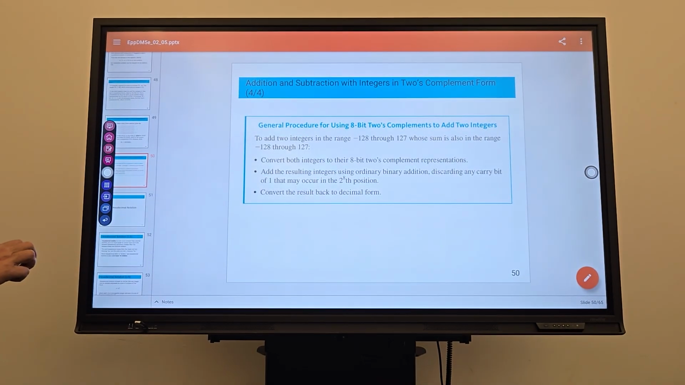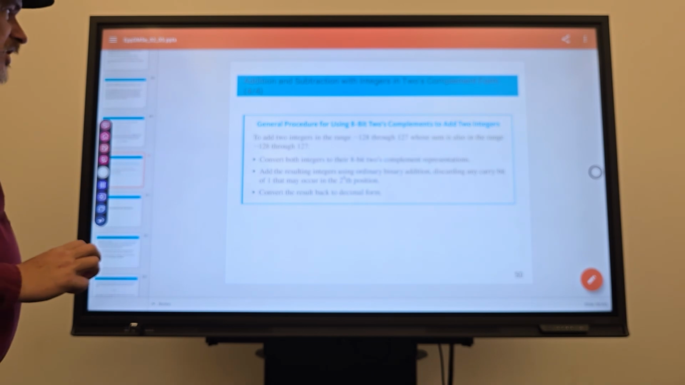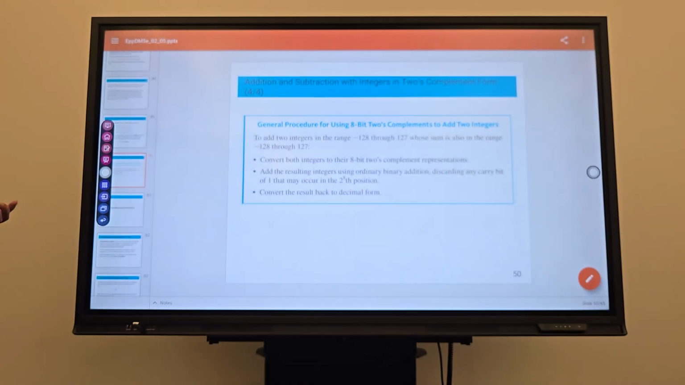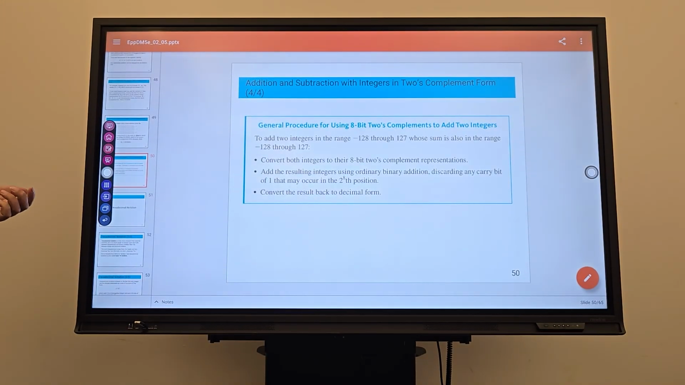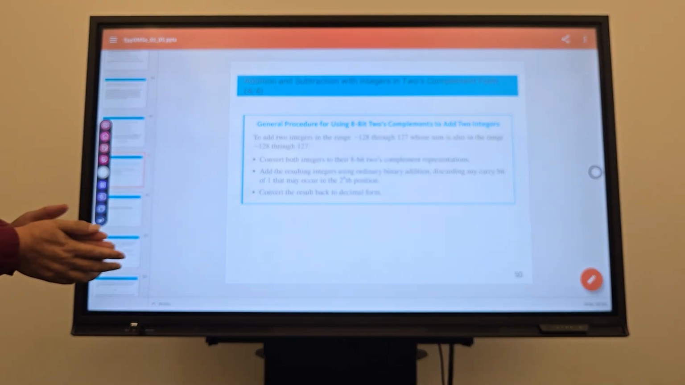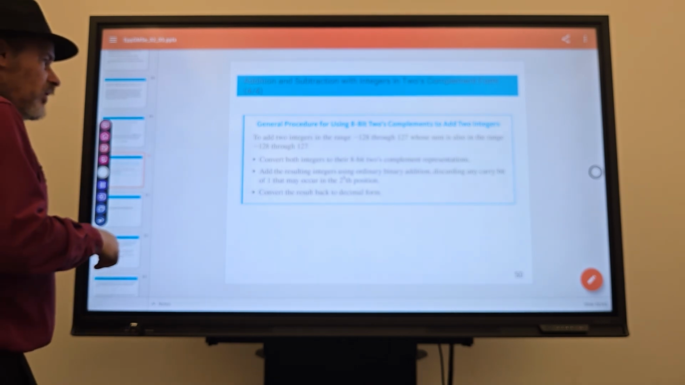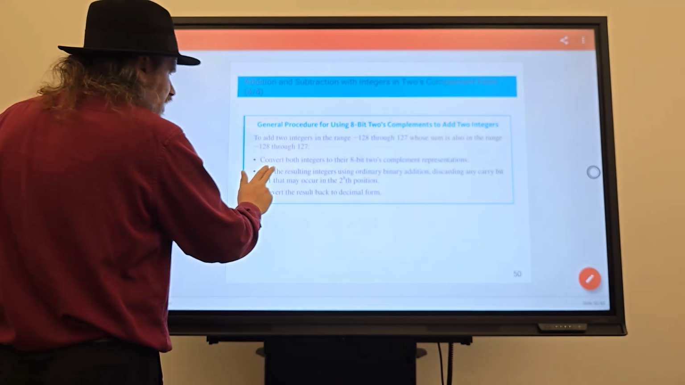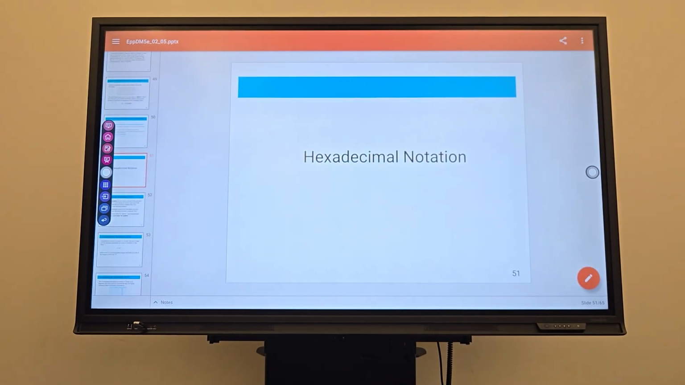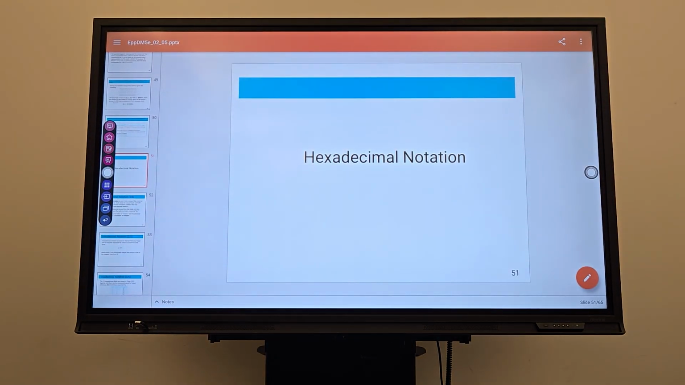Let's see here. General procedure for using 8-bit 2's complement to add 2 integers. Convert integers to their 2's complement representations, add the resulting integers together, and convert the result back to decimal form. General procedure, yeah. Make sure they're in the same notation. If you're dealing with unsigned numbers, do signed math. If you're doing unsigned or signed numbers, make sure they're both signed.